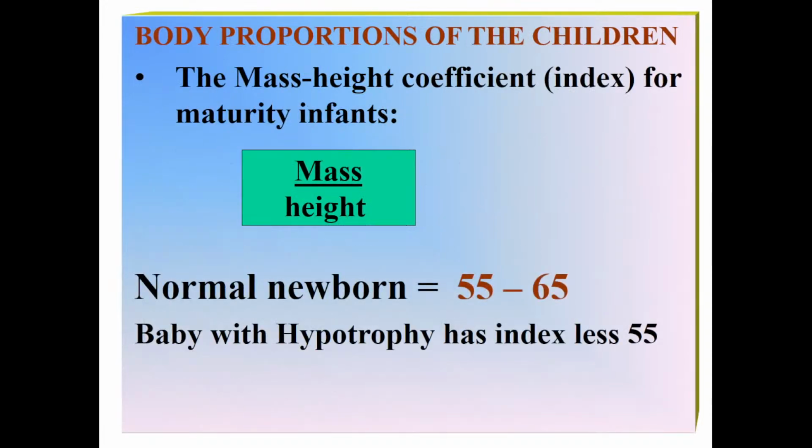Body proportion of children. The main parameters of this proportion are mass, height, and the coefficient of indexes for maturity of the infant. When we divide mass by height, the normal parameter for a newborn is 55 to 65, and a baby with hypotrophy has an index less than 55. If more than 65, it's also a bad situation. We have paratrophy.